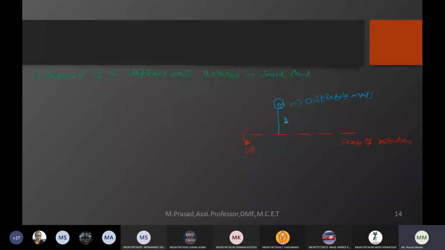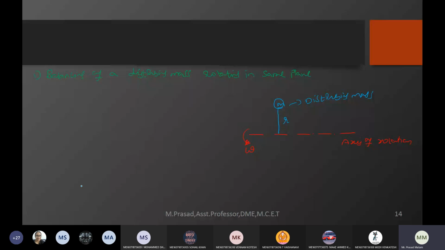Due to this disturbing mass, unbalancing is occurring. Now, how to balance this? You can see the statement here: balancing of a disturbing mass rotating in the same plane. This is the plane where the disturbing mass is being rotated. Exactly in this plane only we have to keep the balancing mass, to make this a balanced condition.